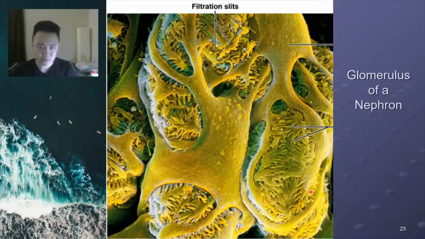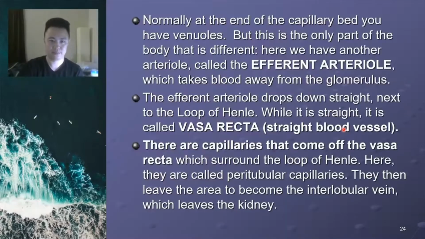Here's a very nice image of the glomerulus of the nephron. Now, normally at the end of a capillary bed, you have a venule, but this is the only part of the body that is different. Here we have another arteriole, and that's called the efferent arteriole, which takes the blood away from the glomerulus. Now it drops down straight next to the loop of Henle. While it is straight, it is called the vasa recta, which means straight blood vessel. And there are capillaries that come off the vasa recta which surround the loop of Henle.